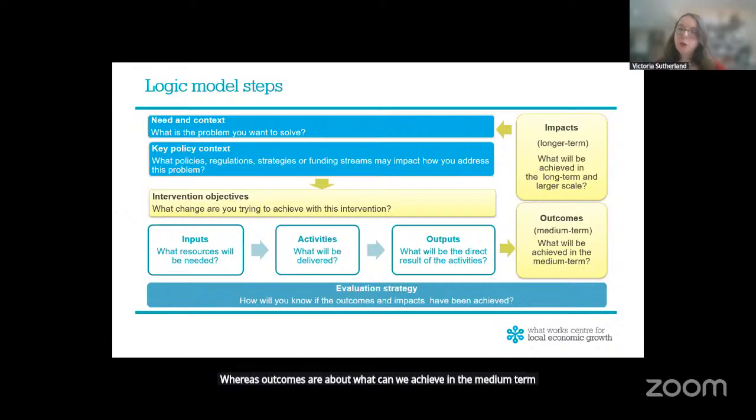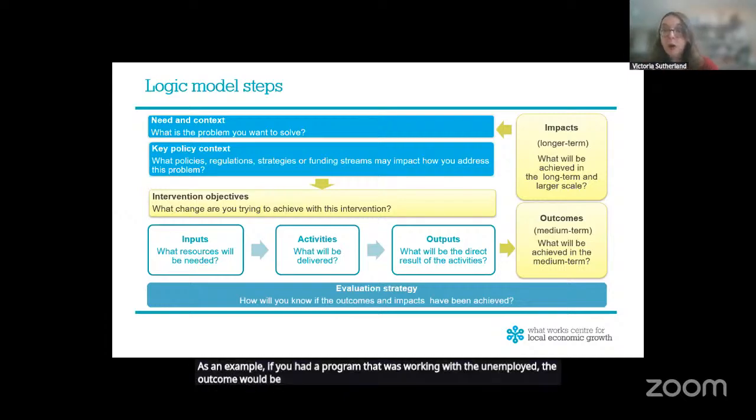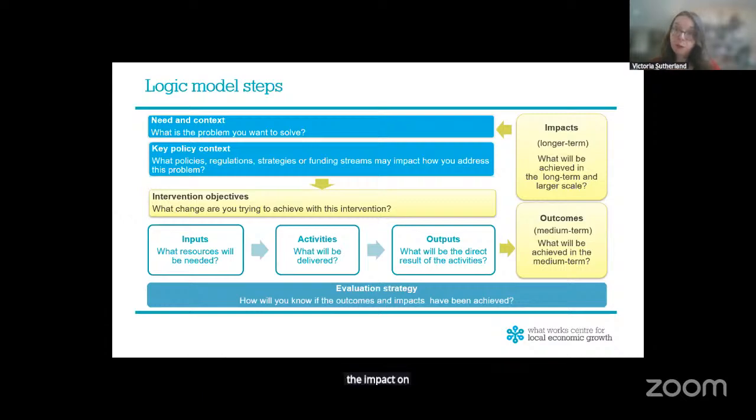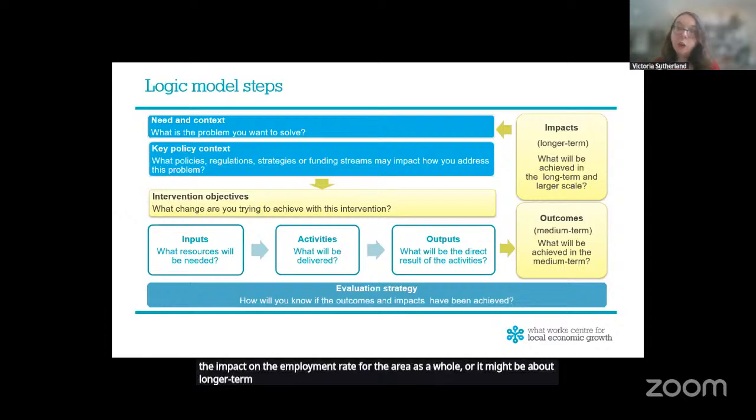Okay, so as an example, if you had a program that was working with the unemployed, the outcome would be that they have moved into work or they have sustained work, whereas the impact would tend to be either something like the impact on the employment rate for the area as a whole, or it might be about longer term, what do the careers of those people who went through the program look like over the long term.